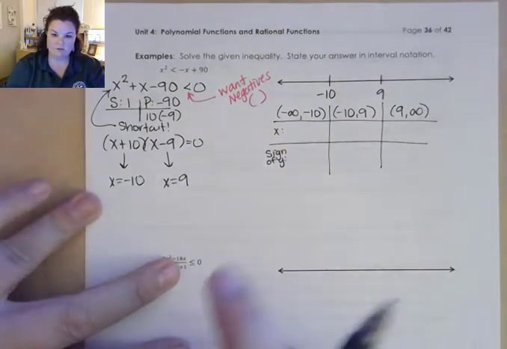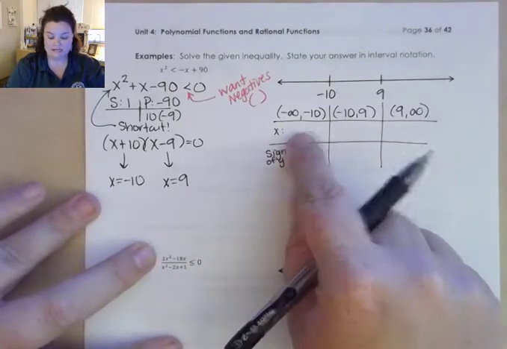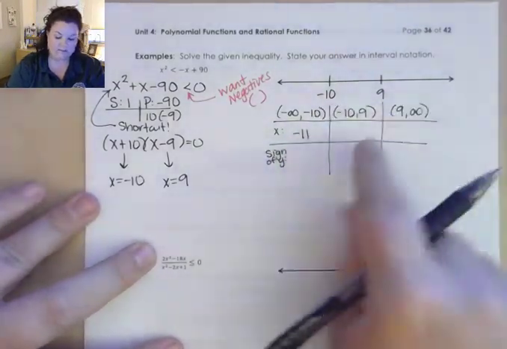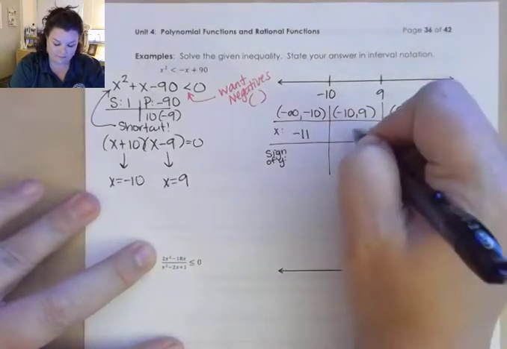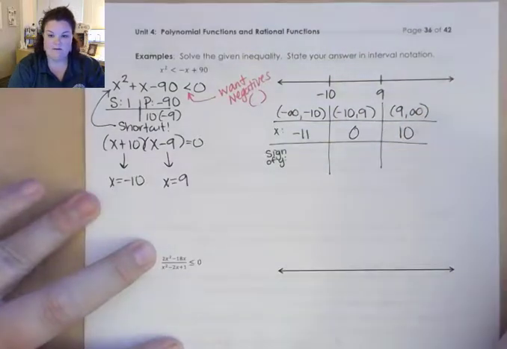Okay, so let's pick our test points. Something smaller than negative 10 would be negative 11. Something between a negative and a positive, I'm going to pick 0. Something larger than 9, I'm going to pick 10.